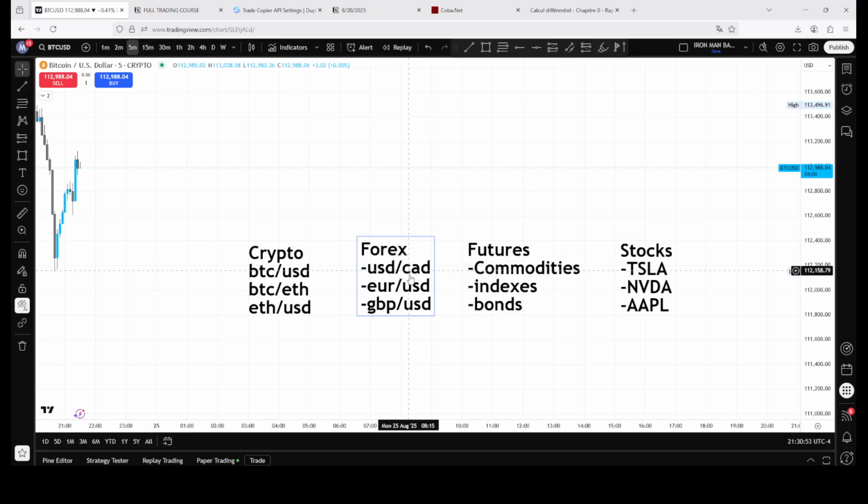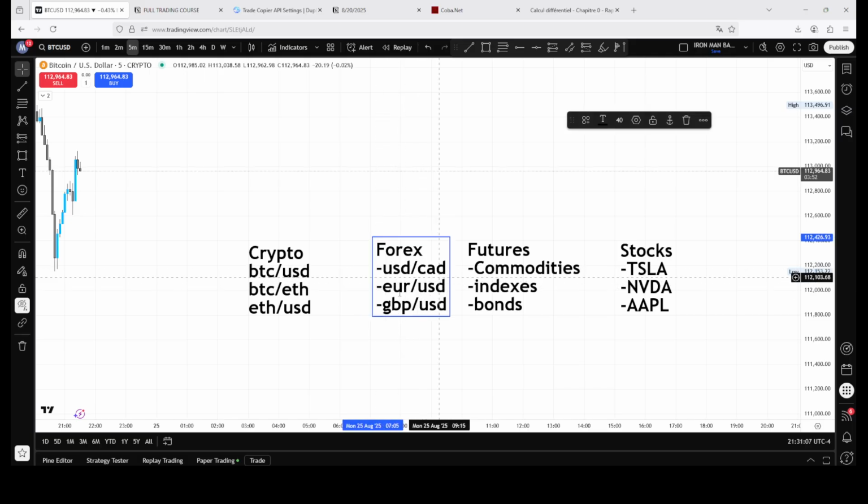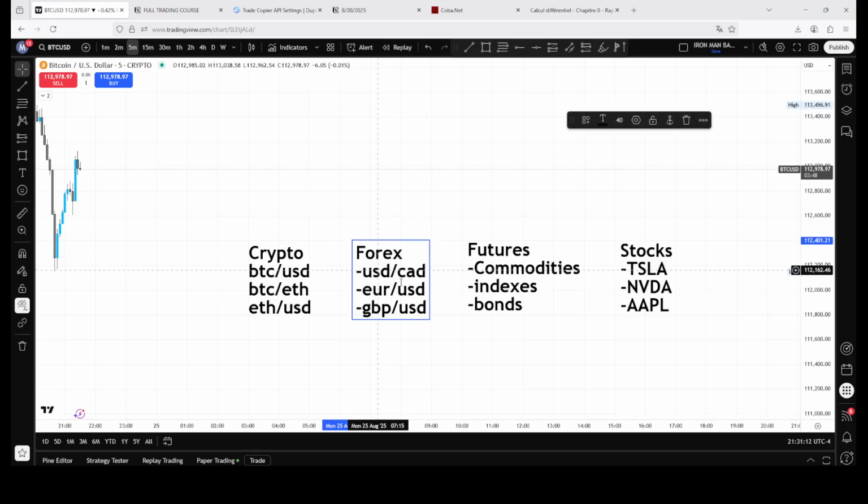Okay, so different currencies. For example, you're gonna see a pair that's called USD CAD. For example, it's the dollar against the Canadian dollar, and then you have Euro USD, the Euro against the US dollar, and you have the pound against the dollar. And what's interesting to know here, if you see, it's always something against something. That's how the markets work.